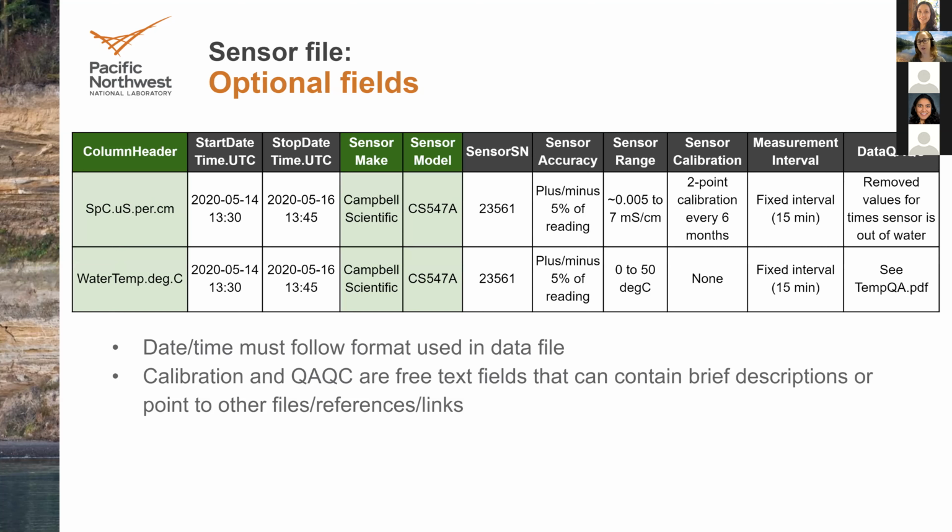And then we have basic information: serial number, accuracy, and range. That's all coming from the manufacturer. And then the sensor calibration, and then we'll skip over one to QA/QC. Those two are both free text fields. We wanted people to have the ability to talk about what they did for calibration and QA/QC, but people report all sorts of different information about those fields. And so they're free text. People can write something really brief, or they can point to a document that's in the data package that explains what they did, or they can point to different references, links, maybe the manufacturer's guidance, anything like that.